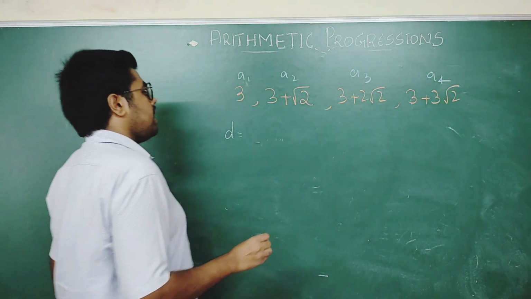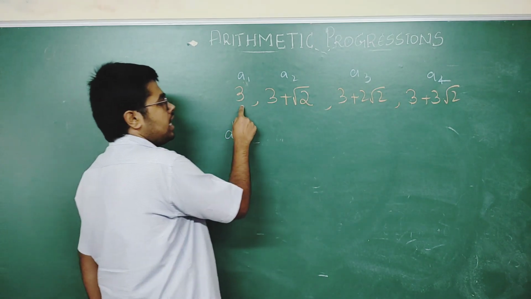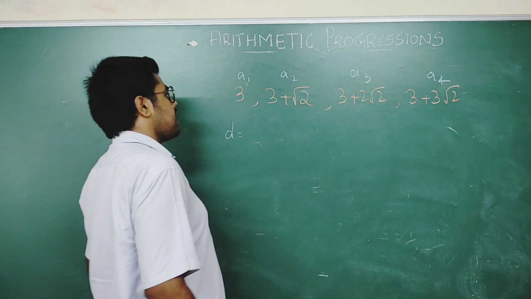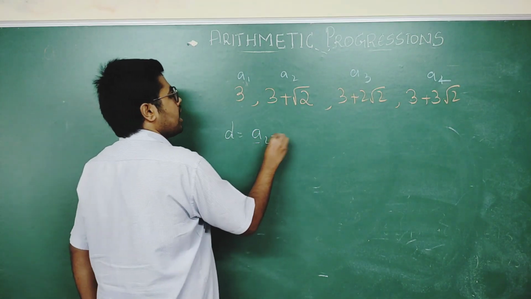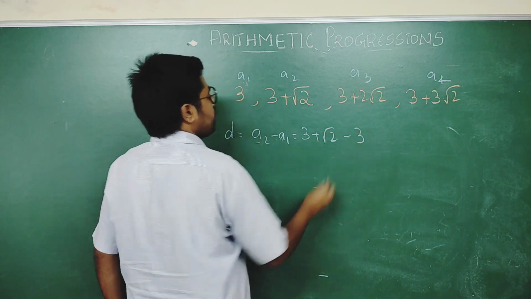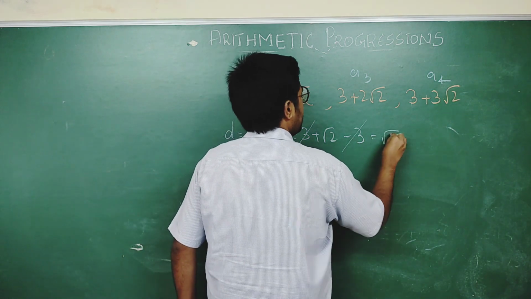Okay, so what will be it? If you see only, you might get a hint that it is an AP, because 3, then 3 plus root 2, then 3 plus 2 root 2, 3 plus 3 root 2, but still let us check it. A2 minus A1. What is A2? 3 plus root 2 minus 3. Here plus 3 minus 3 gets cancelled off. It is just root 2 remaining.